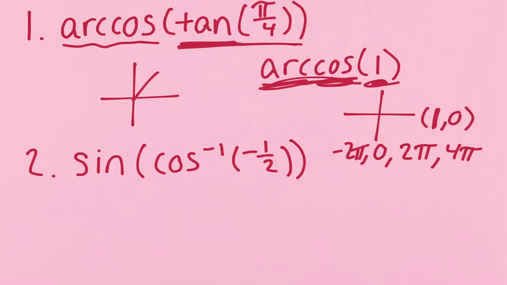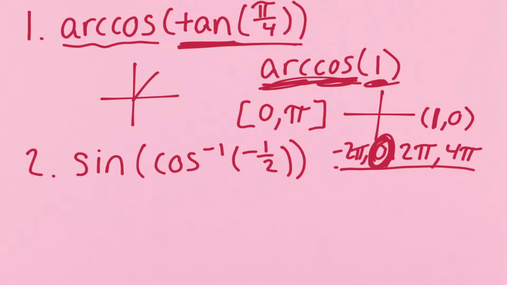Well, think back to arc cosine. We restricted inverse cosine from 0 to pi. So we have to think which of these fits within 0 and pi. And 0 is going to be the only answer. Everything else is too small or too big. So 0 is our final answer to number 1.